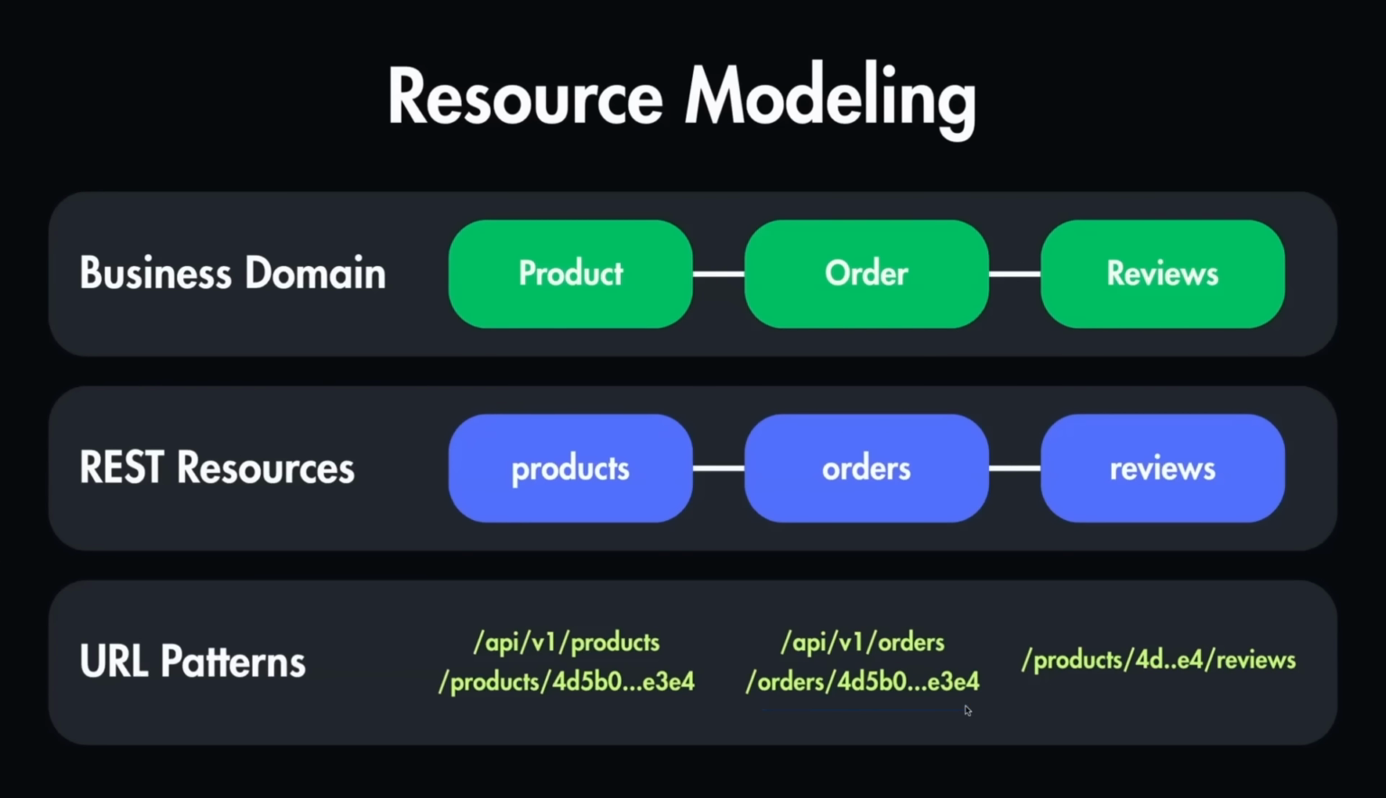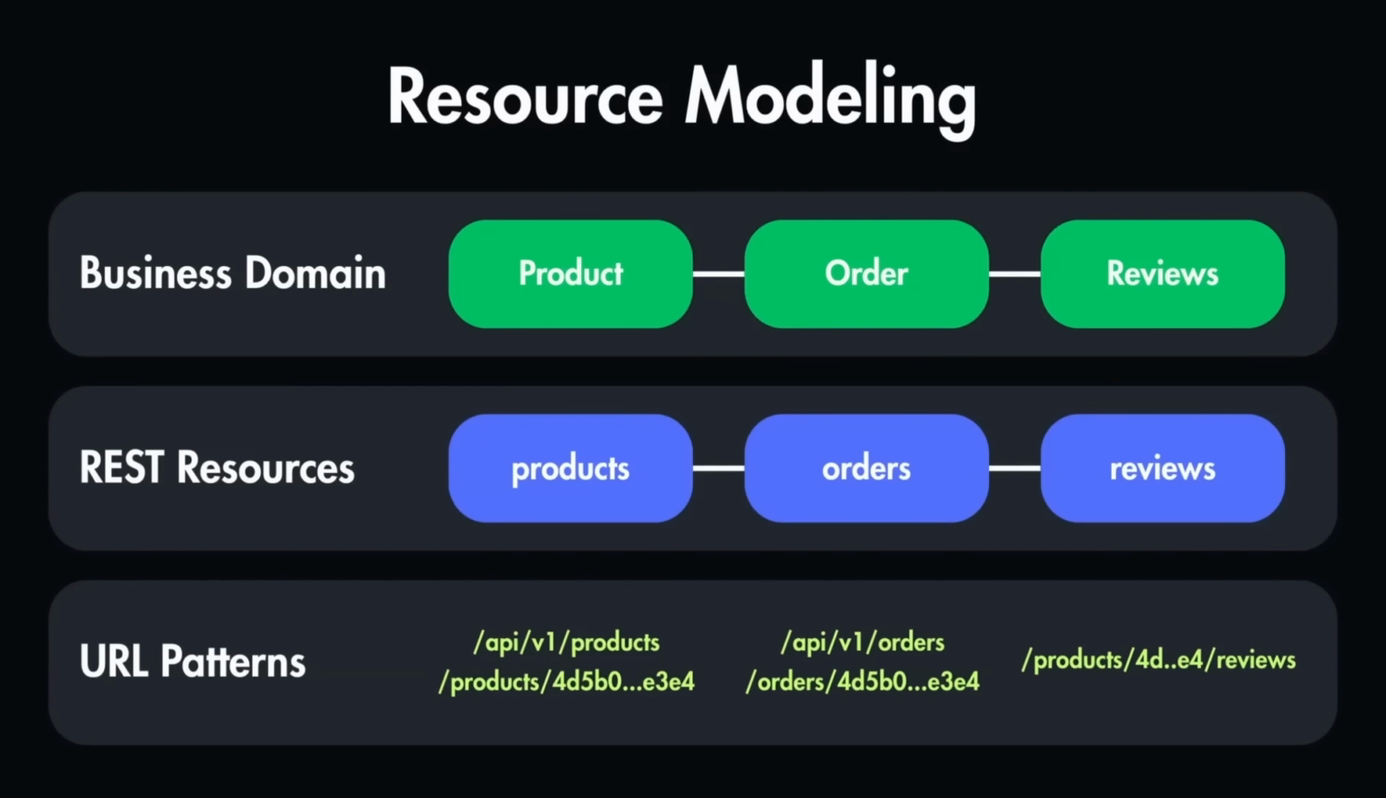And also nested resources should be clearly defined. For example, if you want to retrieve reviews for some specific product, then we would assume that if you make a request to /products/ID of that product/reviews, you would get the reviews for that specific product.